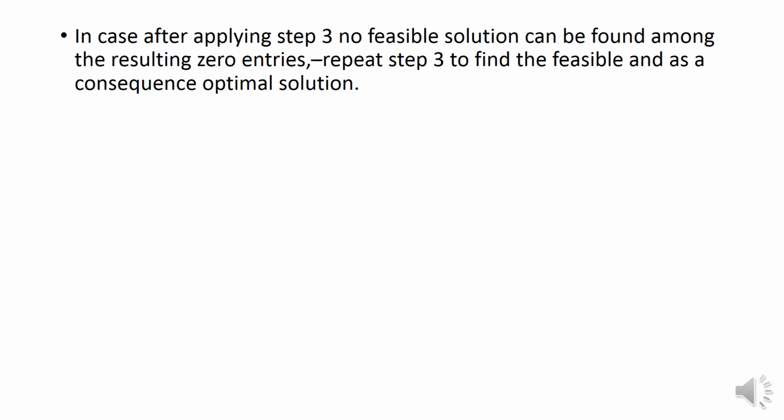After applying step 3, because we got the feasible solution, we found the optimal solution also, which is 28. But in case after applying step 3 no feasible solution can be found among the resulting zeros, then what will we do? We will repeat step 3 again, and we will see if we found the feasible solution. It means we can find the optimal solution after allocating the assignments to machines. Otherwise we have to repeat step 3 again till we get the feasible solution.